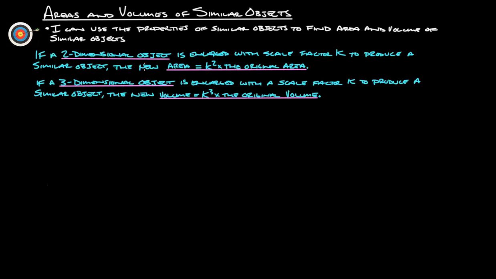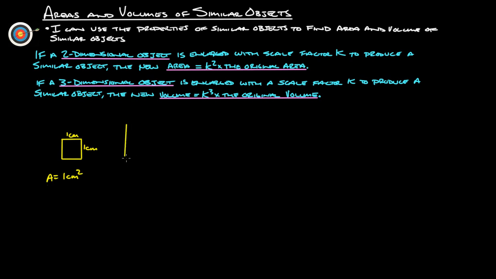First thing, if a two-dimensional object is enlarged with a scale factor of k to produce a similar object, the new area is going to be k squared times the original area. What that means, let's say for example, we've got a square here, and for simplicity's sake, 1 centimeter by 1 centimeter. So the area of this is going to be 1 square centimeter.